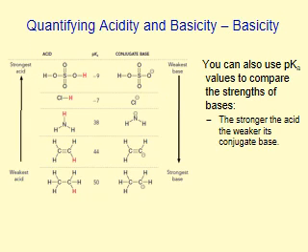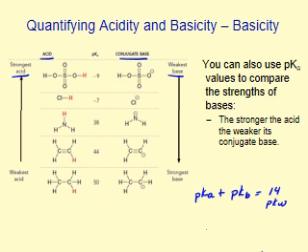We can use pKa values to compare the strengths of bases as well as acids, because if you have a very strong acid, its conjugate base, so that's how this table is set up, is going to be extremely weak. So the stronger the acid, the weaker its conjugate base. And of course, remember from general chemistry, you may have talked about that pKa plus pKb equals 14, or pKw, the negative log of the equilibrium constant for the autoionization of water.